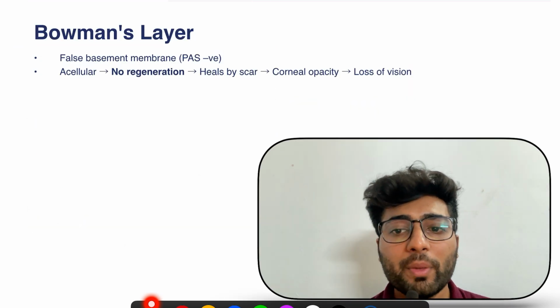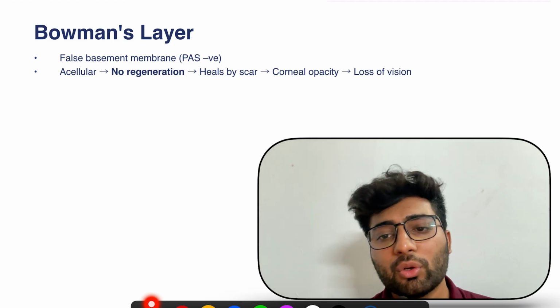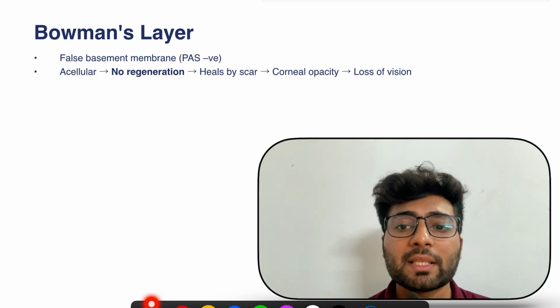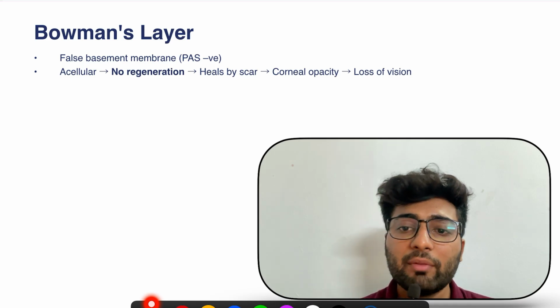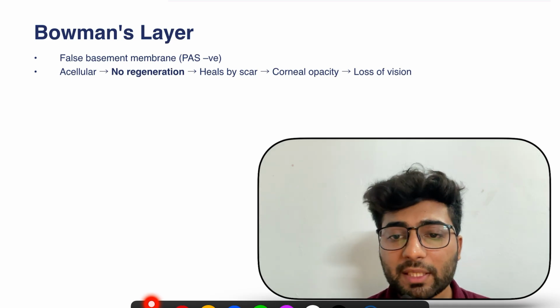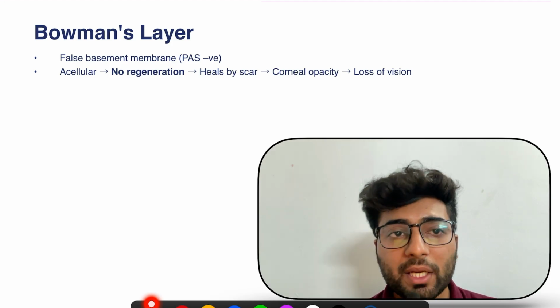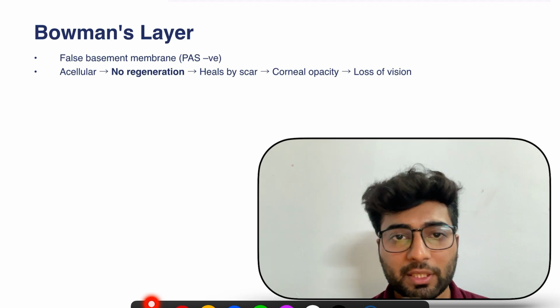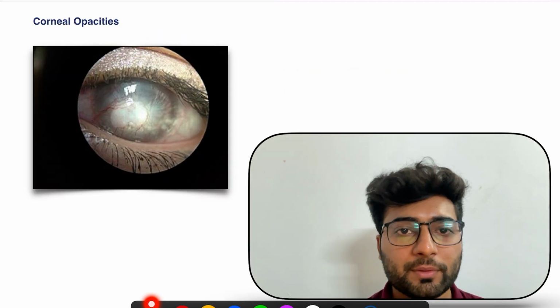I told you Bowman's layer is acellular. If there are no cells, there is no one to regenerate. So it is acellular and does not regenerate, and it heals by scar. I told you if there is a trauma limited to the epithelial layer, there will be healing and there will not be any scar because the basal layer will do mitosis and regenerate those lost cells. But if the Bowman's membrane is injured, then we'll have a corneal scar, opacity and loss of vision.